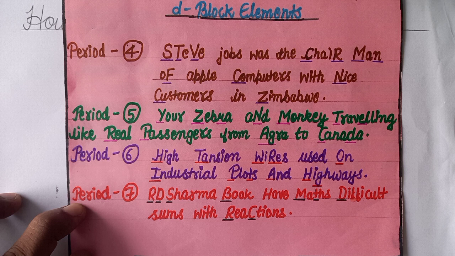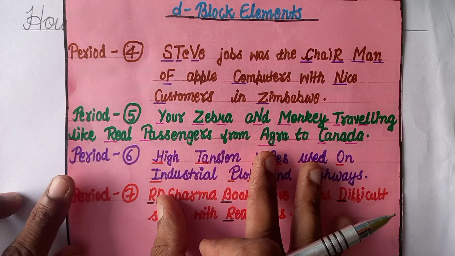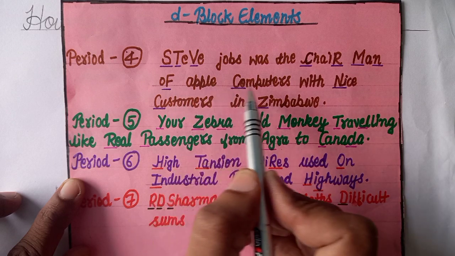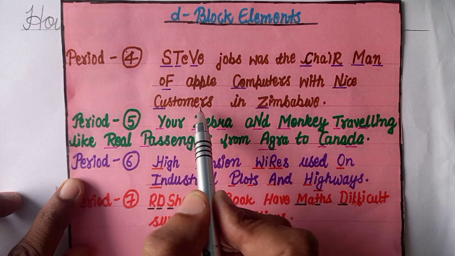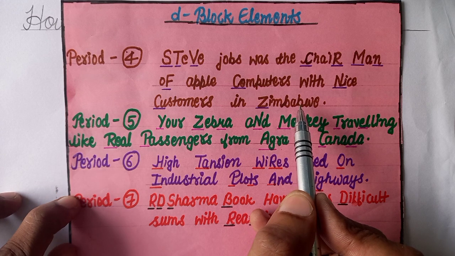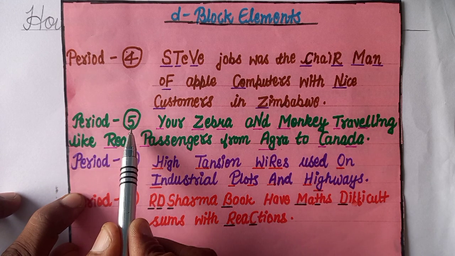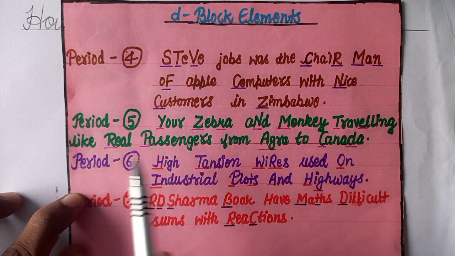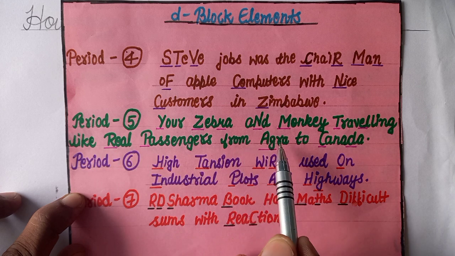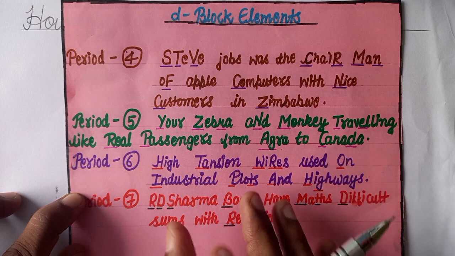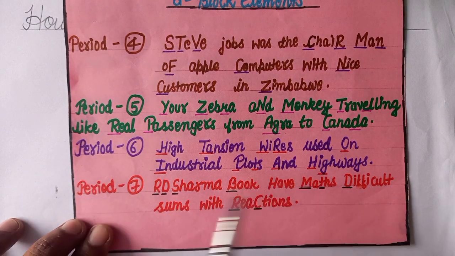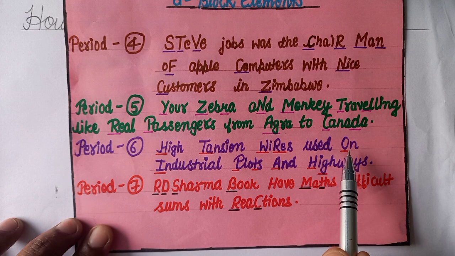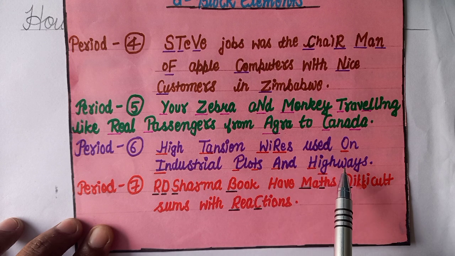The trick for the fourth period in D block elements is: Steve Jobs was the chairman of Apple Computers with nice customers in Zimbabwe. Trick for period 5: Your zebra and monkey traveling like real passengers from Agra to Canada. Trick for period 6 elements is: high tension wires used on industrial plots and highways.